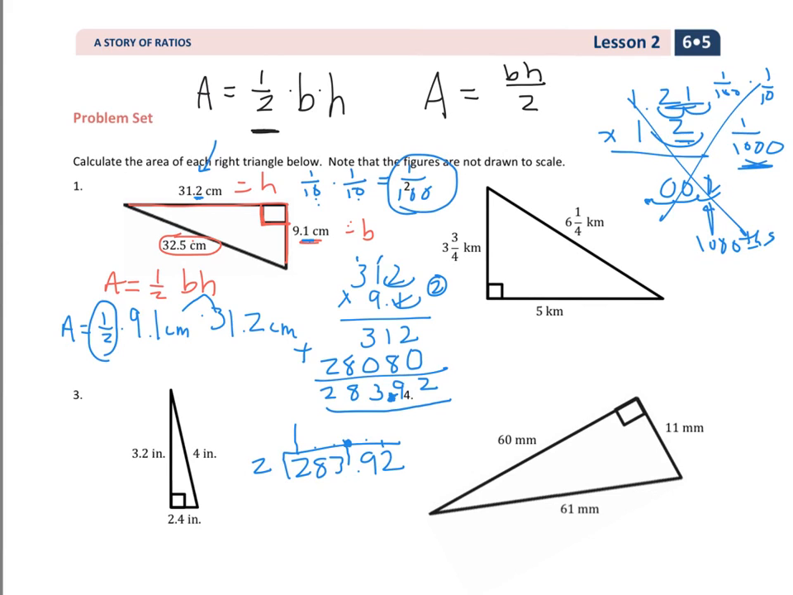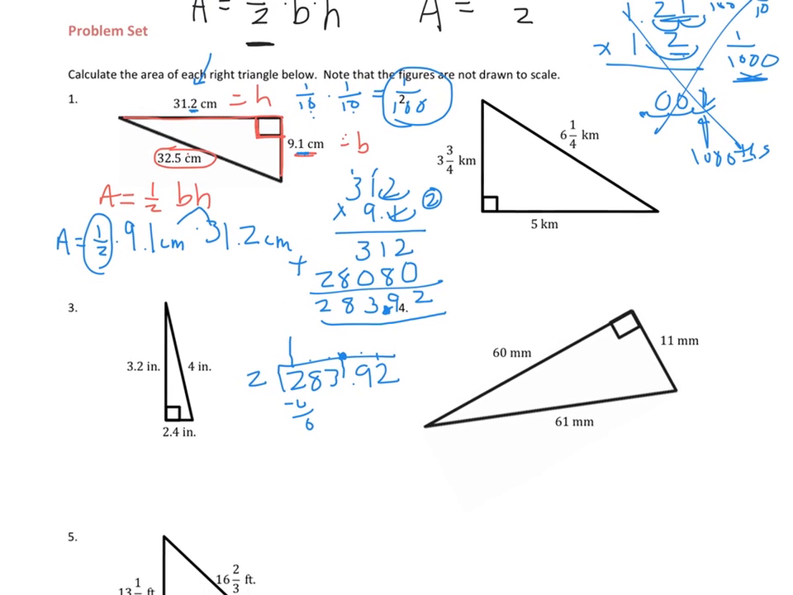And 2 goes into 2 one time, and I'll subtract that out. Let me see, I'm going to have to move down. And I'll bring down my 8, and that goes in 4. Goes in once. And now I'm into my decimals.